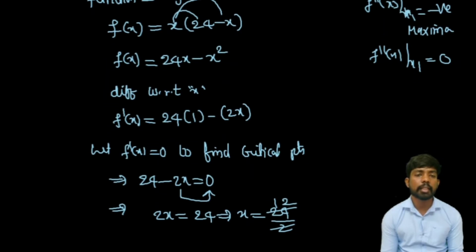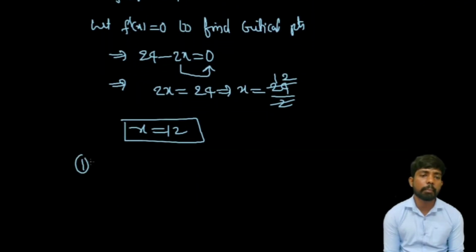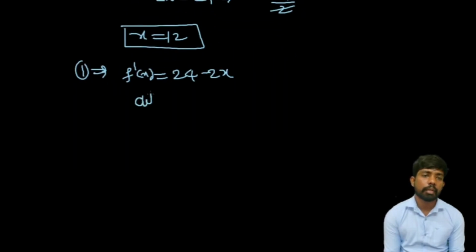Okay, what is the given function here? Here this is the function, right? f dash of x is, equation 1 implies what is the function here? The differentiation of the function is 24 minus 2x. Now again double differentiate the function. Okay, differentiate with respect to x. So double differentiation.